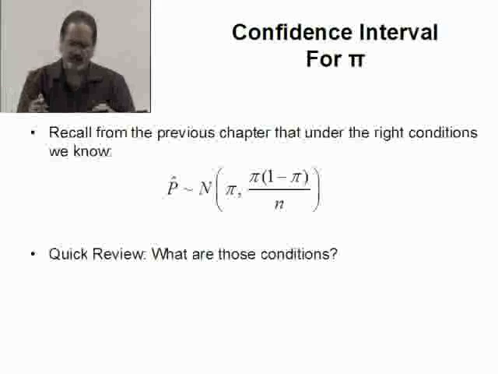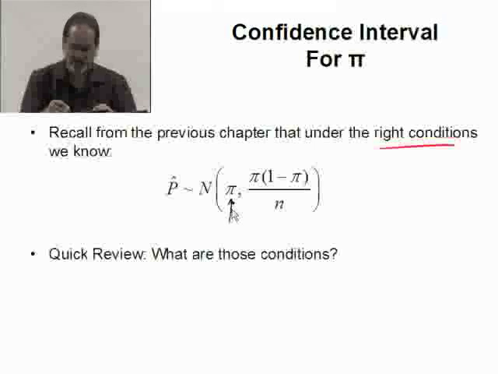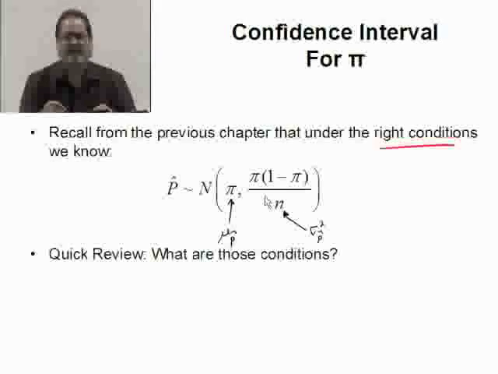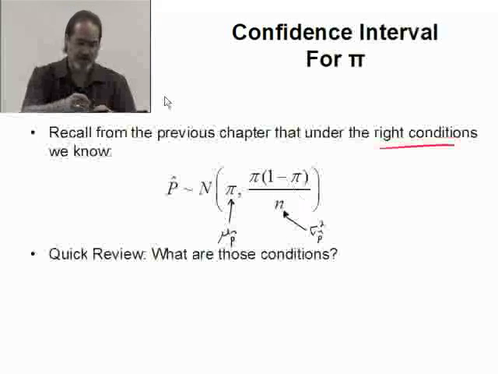Now, previously we've talked about the idea of the central limit theorem applying to sample proportions. And what we said was that under the right conditions, we know that the sample proportion will be distributed normal, and the mean is pi. Remember, this value is going to be the mean of the sample proportions. And the variance, that's sigma squared for the sample proportions, is pi times 1 minus pi over n. Now, what are those right conditions?